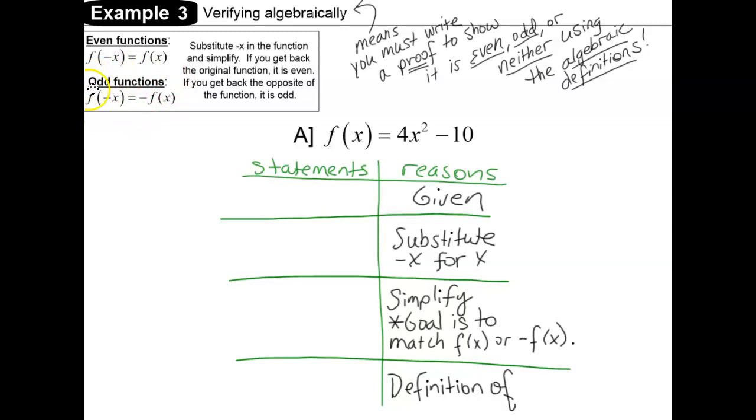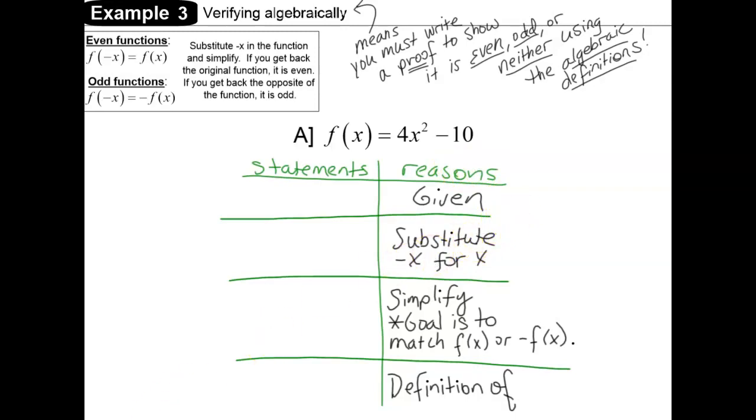Okay, this odd definition, f of negative x equals negative f of x, tells me to substitute in a negative x everywhere I see x in the original function, simplify, and then I get back the opposite of f of x, or the negative of the function that I started with. Okay, so verifying algebraically means that we are going to write a proof. If you remember two-column proofs from geometry, that's what we're going to go ahead and do in this example.